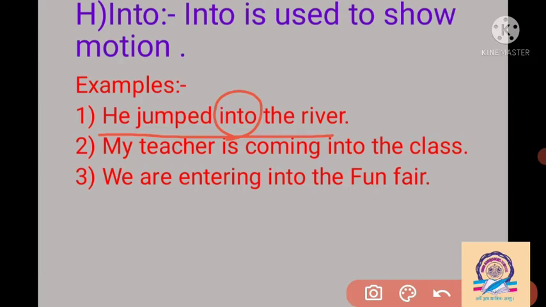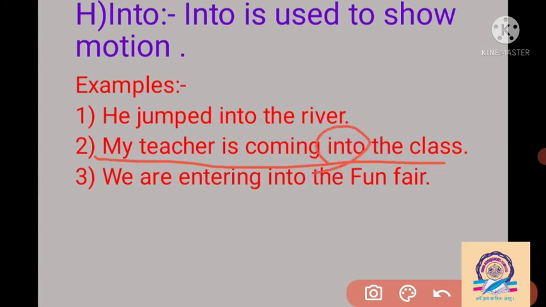The car is coming inside the gate. If the car is already inside the gate, then we have to use in. But if we want to show the car is coming, at those times we have to use into. Suppose my teacher is coming into the class. The teacher is coming here now. The motion is shown here, so we have to use into. But if the teacher is already in the class, we have to use in. But the teacher is showing motion here. The teacher is coming. At those times we have to use into here.